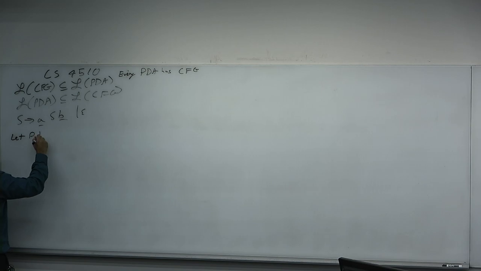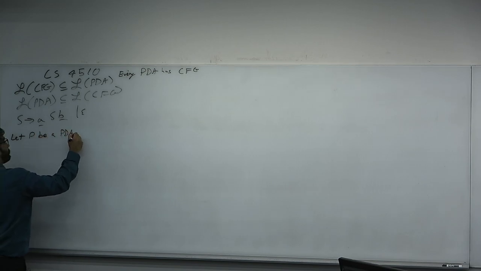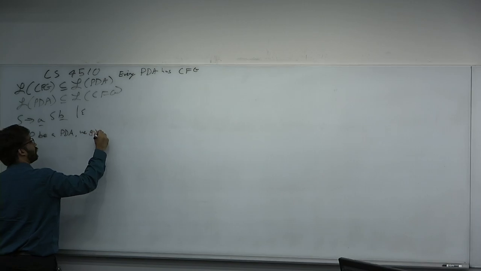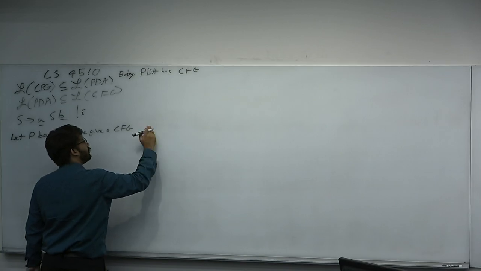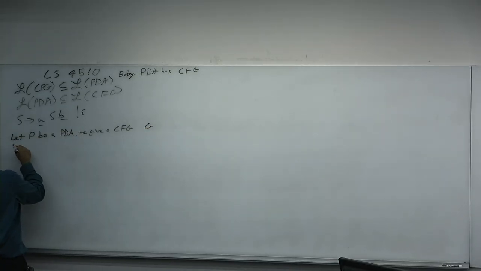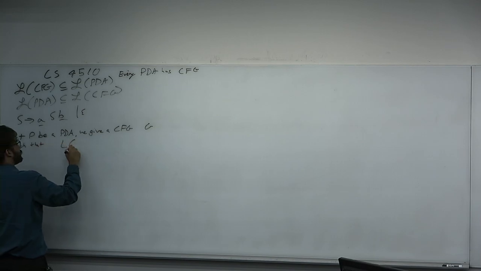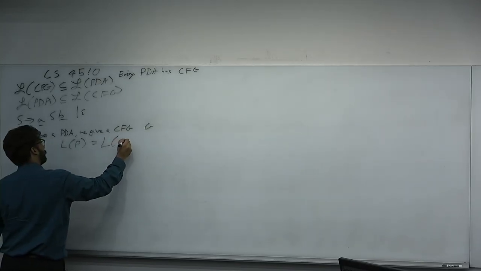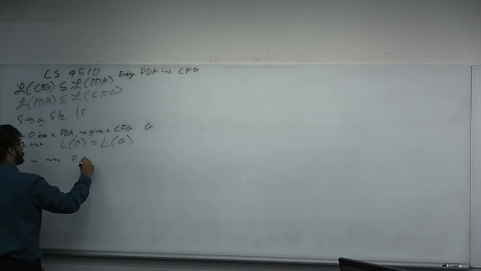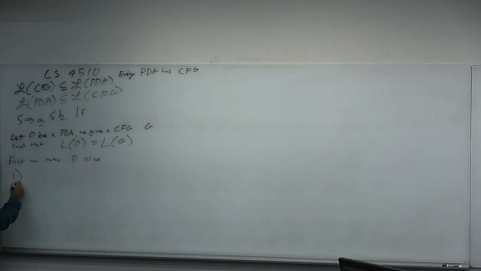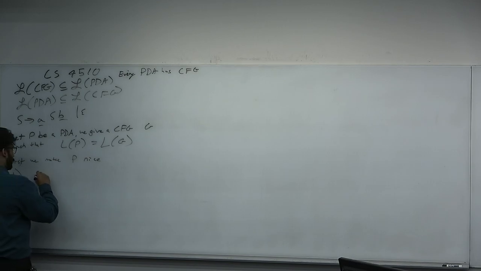Let P be a PDA, any PDA. We give a CFG G such that the language accepted by the PDA is exactly that which is produced by the grammar. We'll make P nice in three ways. First, three modifications to the PDA. One, only one accept state.